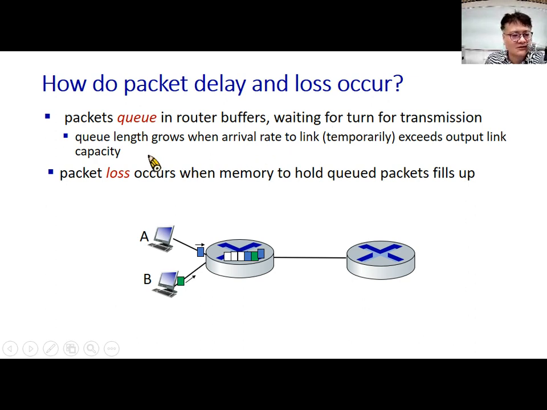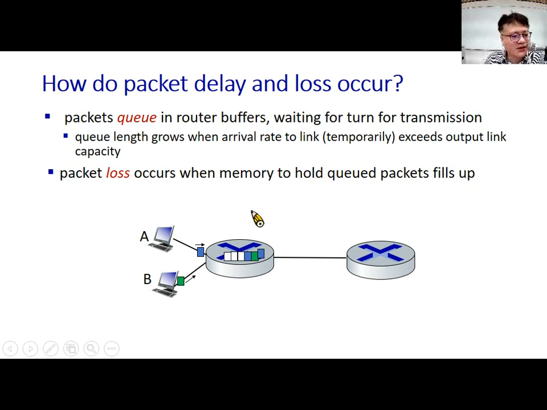Basically, the queue length grows when the arrival rate to the link, temporarily, exceeds the output link capacity. This is called the queue length, right? The queue length is how much buffer there is in this router. So the condition is based on the output link capacity.